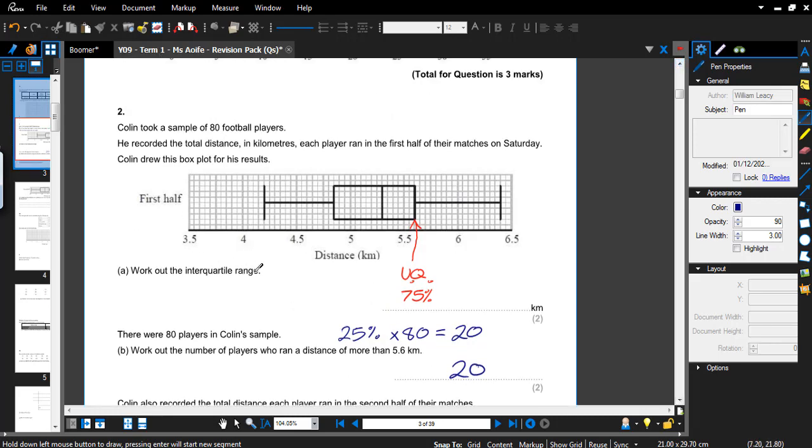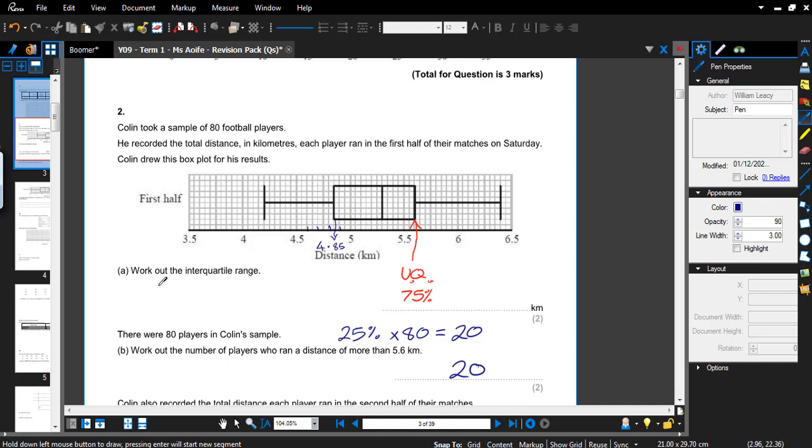Work out the interquartile range. Well, every 2 gaps is 0.1. So that's 4.6, 4.7, 4.8, 4.9. We can see this is in between 4.8 and 4.9. So what number is halfway between that? It's 4.85.